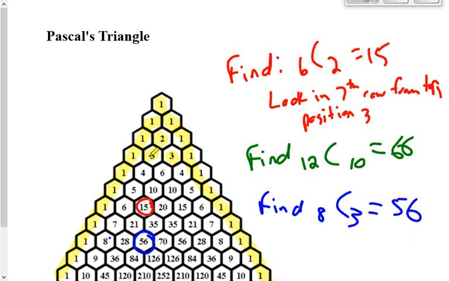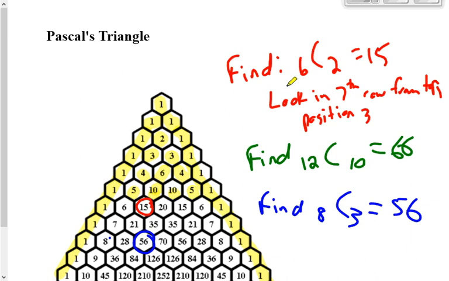Go to the next line. What's 1 plus 3? 4. What's 3 plus 3? 6. What's 1 plus 3? 4. Go to the next line. 4 plus 1, 5. 4 plus 6, 10. 6 plus 4, 10. 4 plus 1, 5. So you can get the idea. This pattern follows all the way down. Okay, so why is it useful? Let's take a look and see.